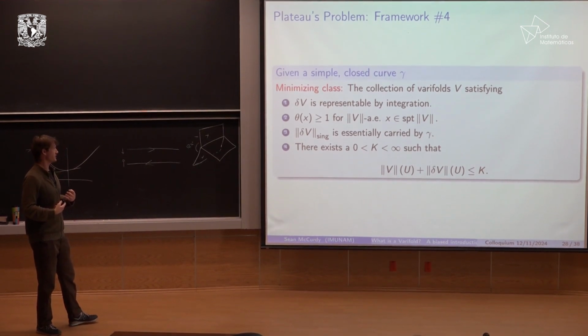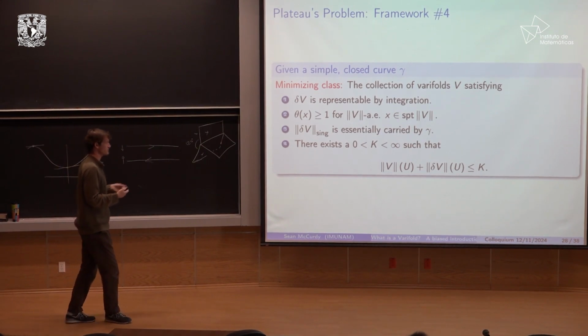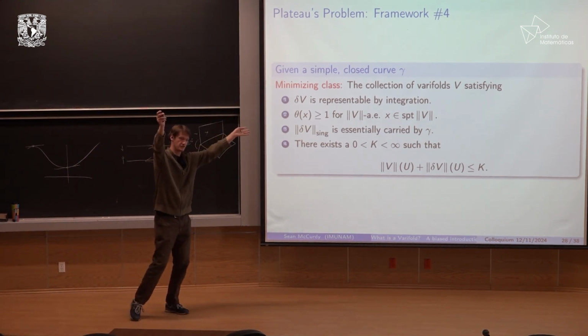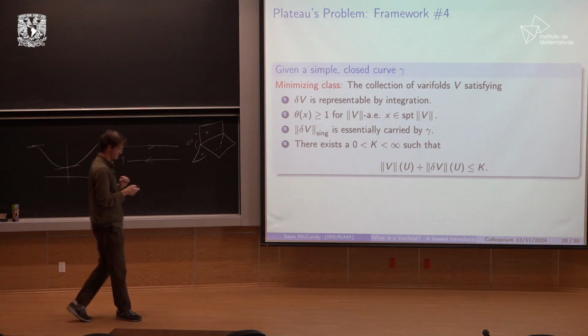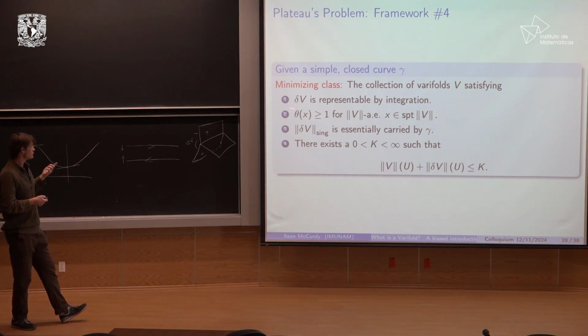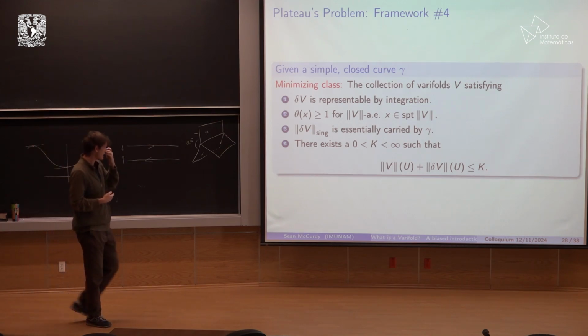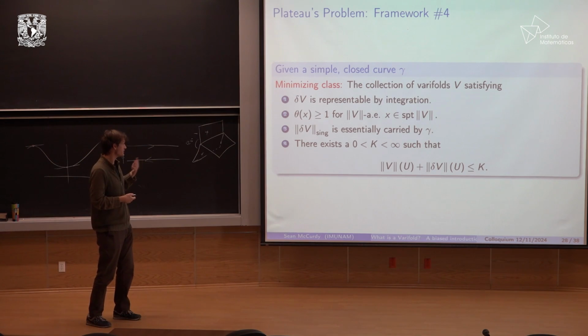framework with which to solve Plateau's problem. So given some simple closed curve, or indeed some higher dimensional variant, but for ease, let's just stick with the curve, right? Our minimizing class is just going to be the collection of varifolds such that, one, we want our first variation to be representable by integration. That means it's locally bounded, right? This is going to give us our notion of a boundary.